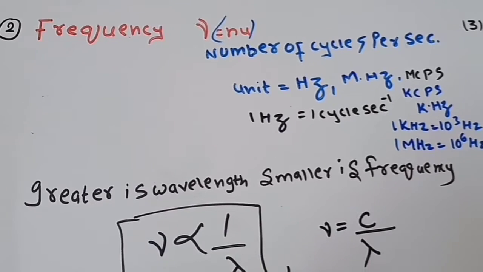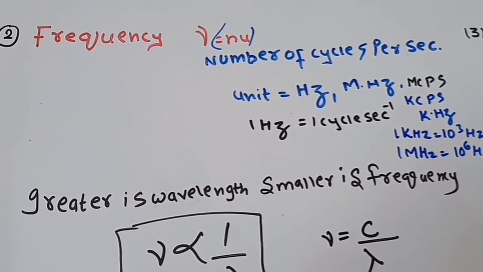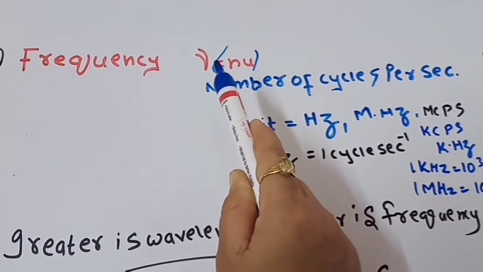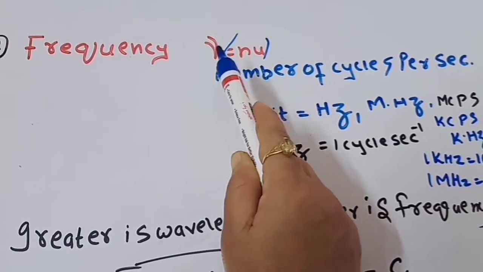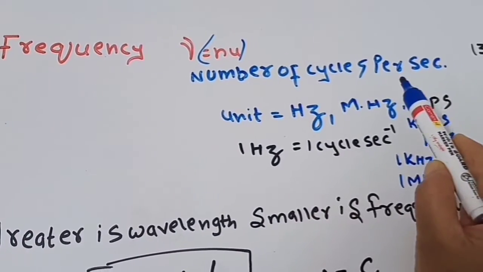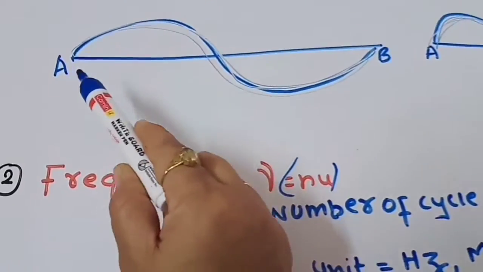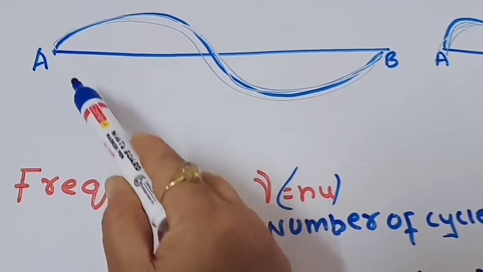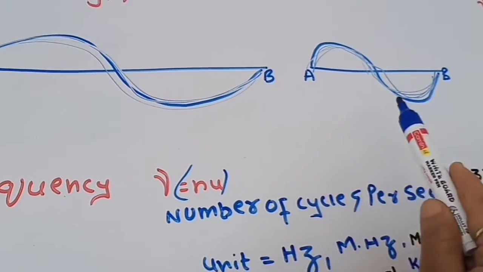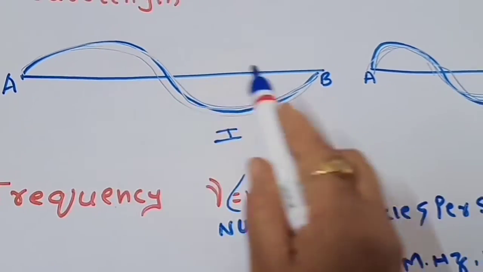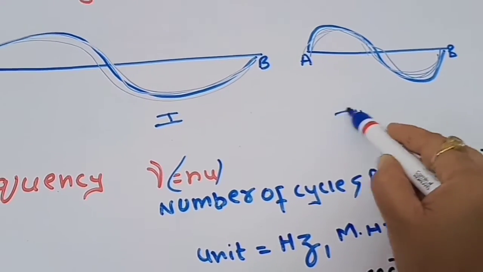The next characteristic is the frequency. Every wave has a different frequency, and the symbol of the frequency is nu. It is defined as the number of cycles in 1 second, means in how much time a wave completes its cycle from one point to another point. If we consider these two parts of a wave, this first part has more wavelength and the second part has less wavelength.